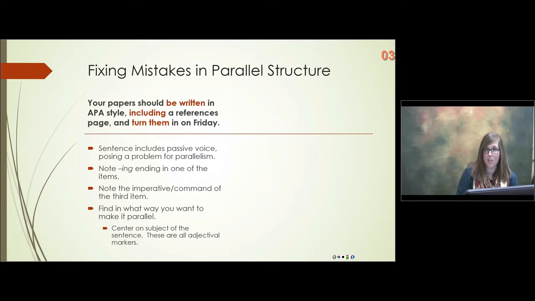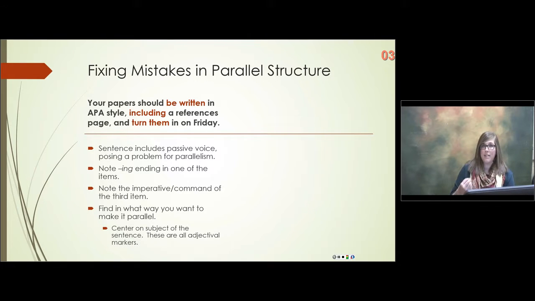One of them has an ing ending. That's a continuous construction. It means that it's going on, it's continuing. And then the third item is a true imperative. Turn them in on Friday. You don't have to use you. You is really implied there. So find a way that you want to make it parallel.